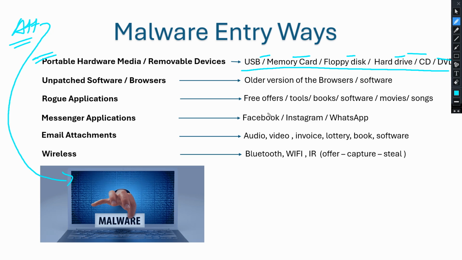One system is compromised, and when the user connects through VPN to their main organization, then their friend, as an attacker, will enter into the corporate environment and distribute the malware to all the systems, and it's a big hack. We must be aware of this. Second would be unpatched software and browsers.